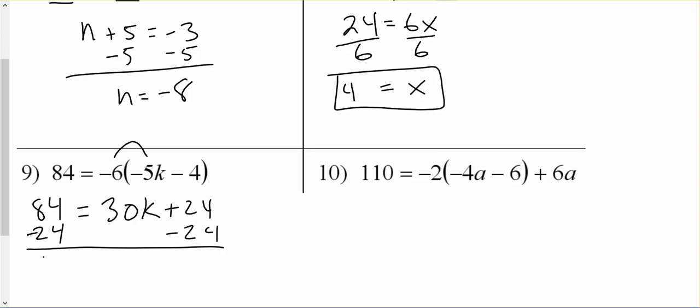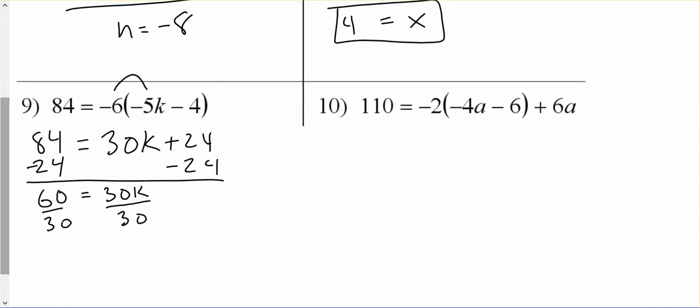And so we get 60 equals 30 times k, divide by 30, and we get k equals 2. On all of these, we can substitute in the value of our variable and see if it works. If k were 2, what's -5 times 2? That's -10 minus 4, -14 times -6 makes 84.